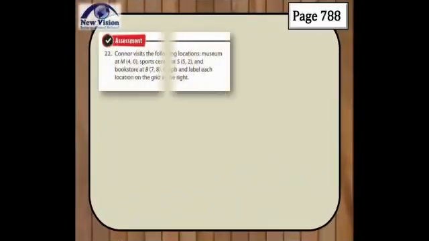Okay, let's have our last item. Connor visits the following locations: Museum at point M, 4, 0, Sports Center at point S, 5, 2, and Bookstore at point B, 7, 8. Graph and label each location on the grid at the right.